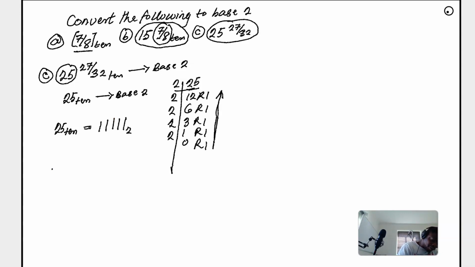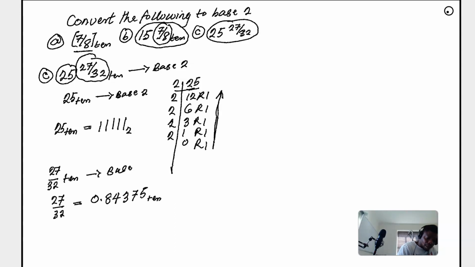Now, let's go to the fractional part. 27 over 32 in base 10. We are taking that to base 2, okay, which is this part here. So 27 over 32. Divide 27 by 32, normally using your calculator. That will give you 0.84375. Okay, so now let's apply the Robbins method. So 0.84375. Remember, you are converting it to base 2, so that means you multiply by 2.